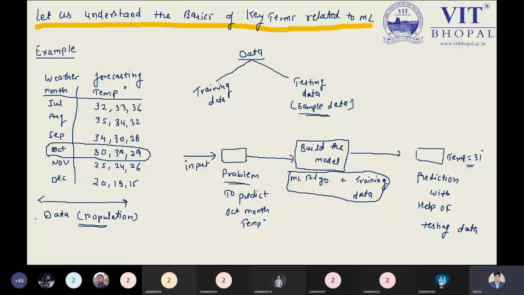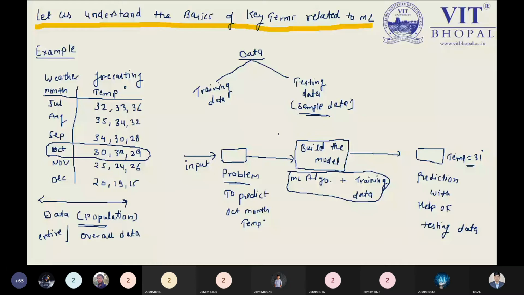Data population means the overall data, or we can say the entire data. Right now, any problem over here? Is it clear to all? Yes, sir. Clear. Okay.